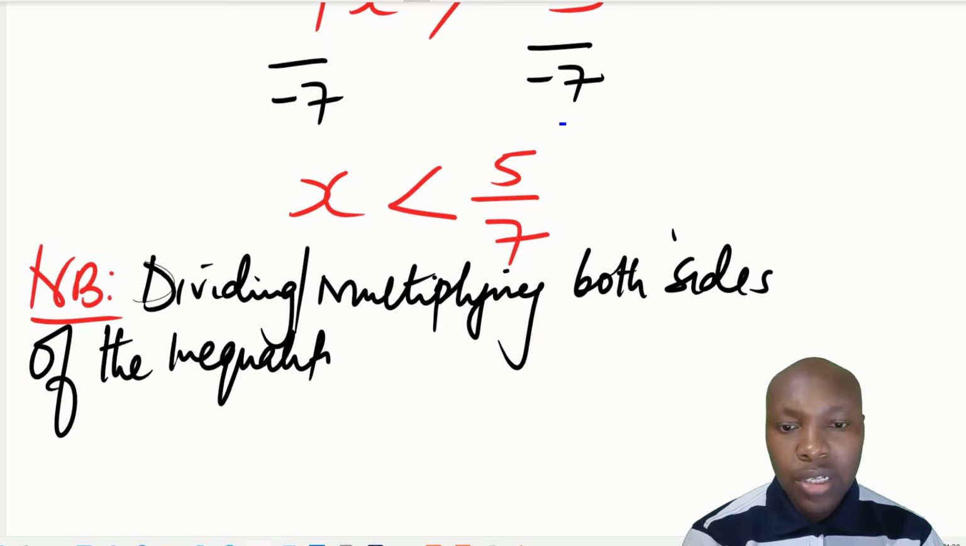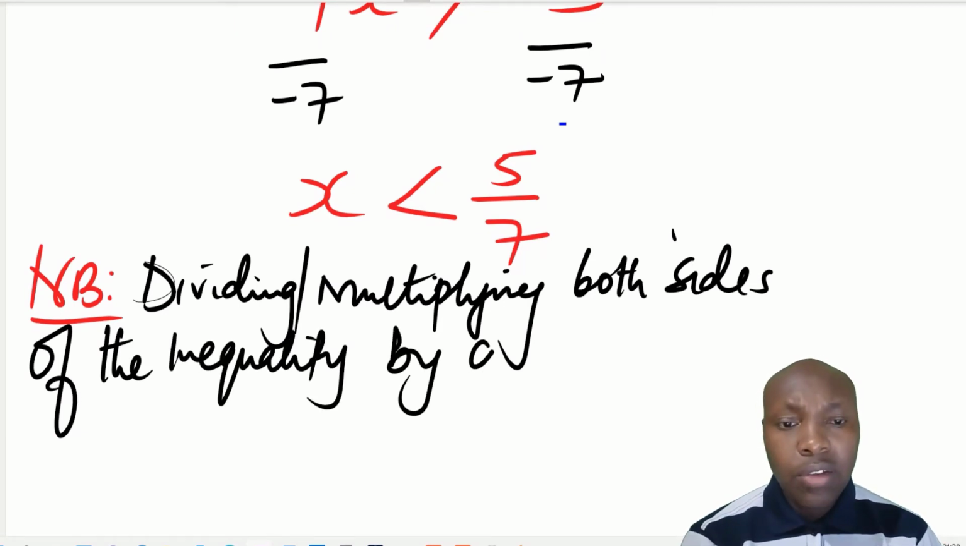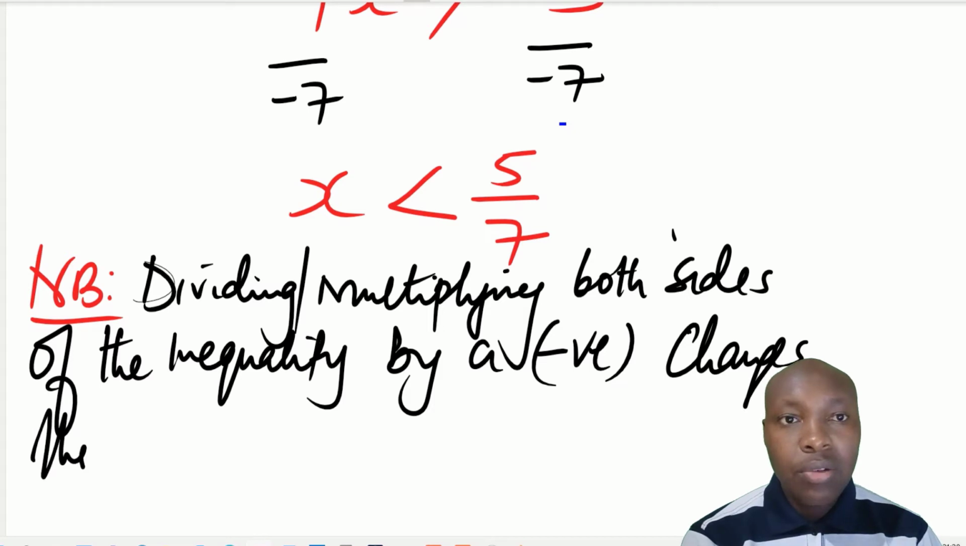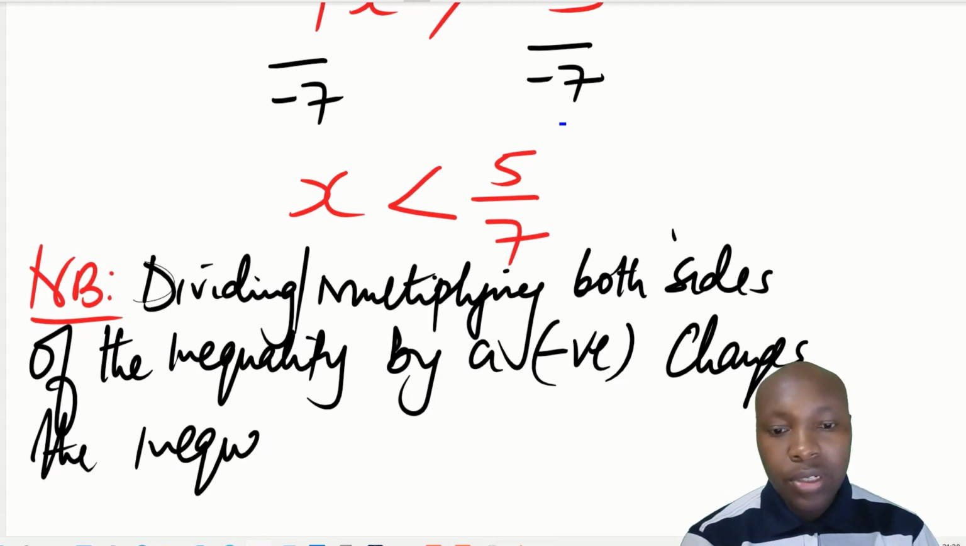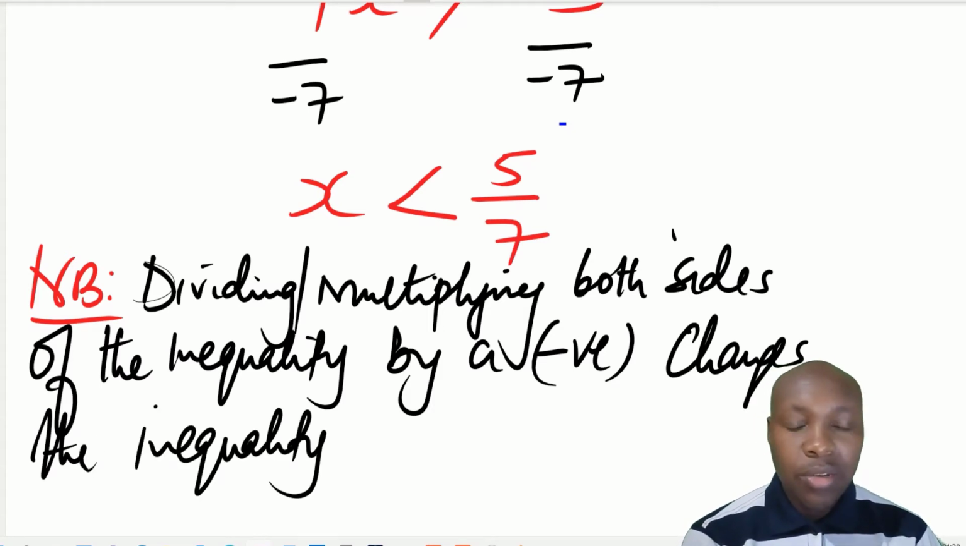So that is what I'm writing here, that you need to note that dividing or multiplying both sides of the inequality by a negative number changes the inequality sign to the opposite. So if it was greater than, it becomes less than.